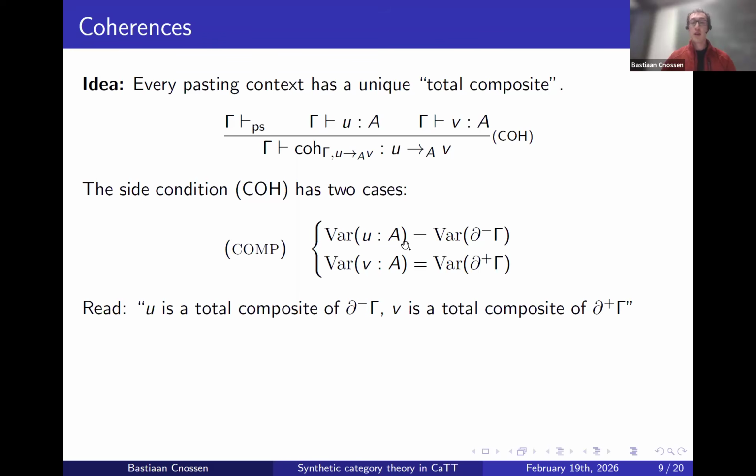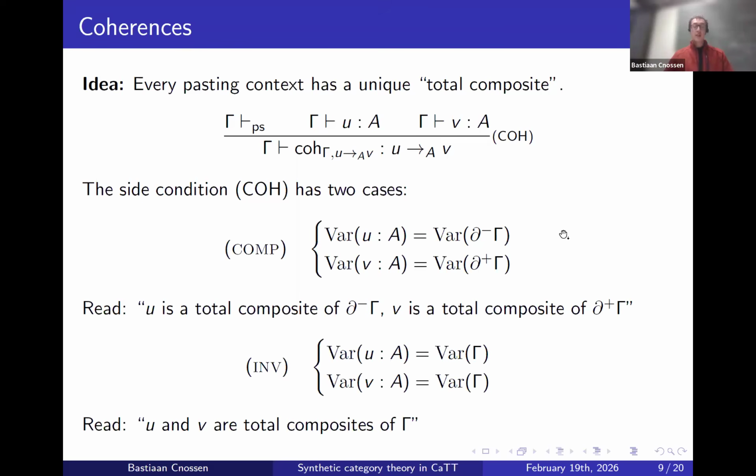But what it will say is that I need to assume that the free variables in U use up all the free variables in the source part of the context gamma. So every pasting context gamma of dimension n will have an n-1 dimensional source boundary and an n-1 dimensional target boundary. And we are allowed to form coherences if the U uses up all the variables in the source. So it's sort of roughly saying U is a total composite of the source of the context. And then V must be the total composite of the target of the context. And then we get a coherence from the source to the target.